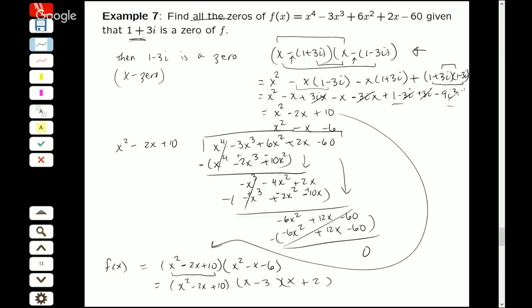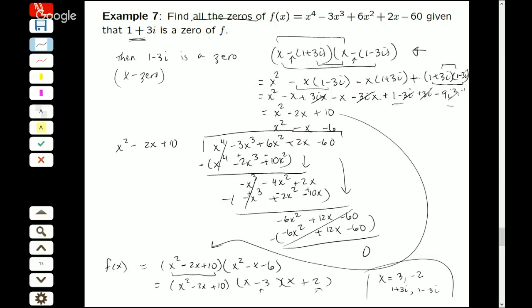So it said find all the zeros. What are the zeros of this going to be? What are the zeros from this one? 3, negative 2. So we get x equals 3, x equals negative 2. And then I have my two zeros from above, 1 plus 3i and 1 minus 3i.